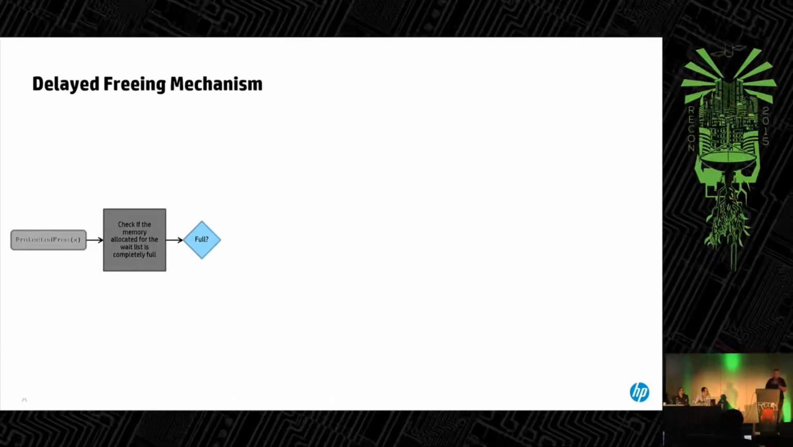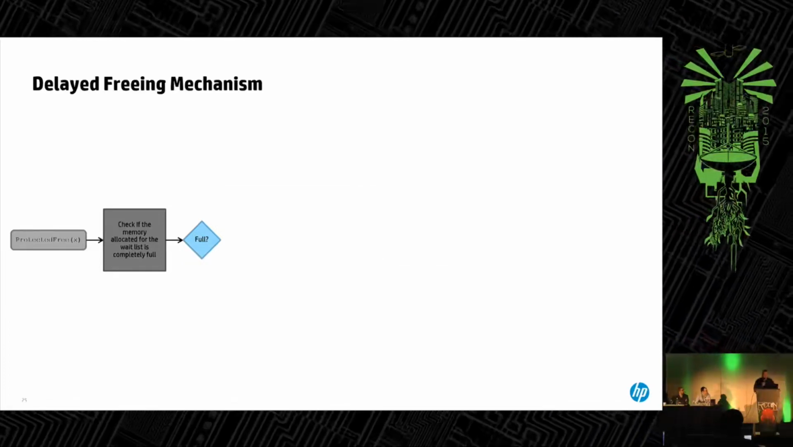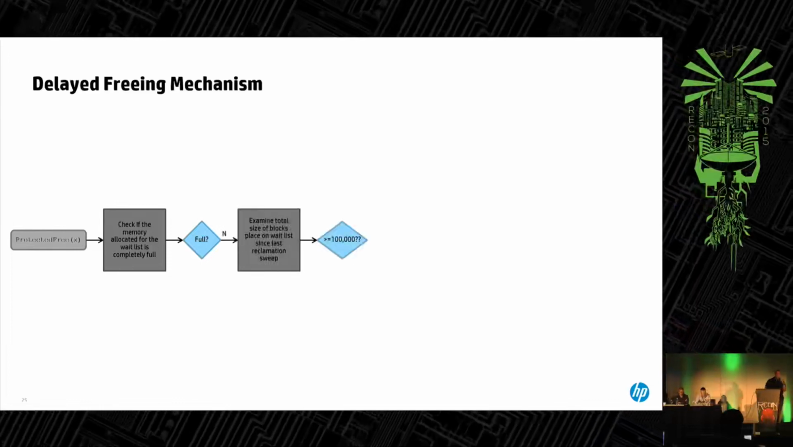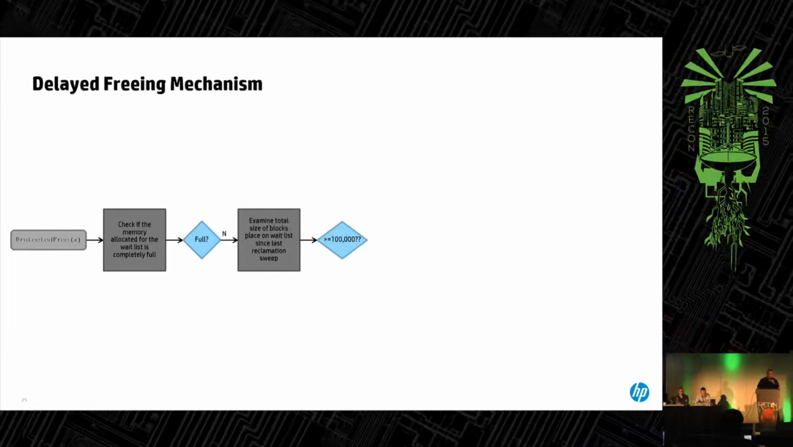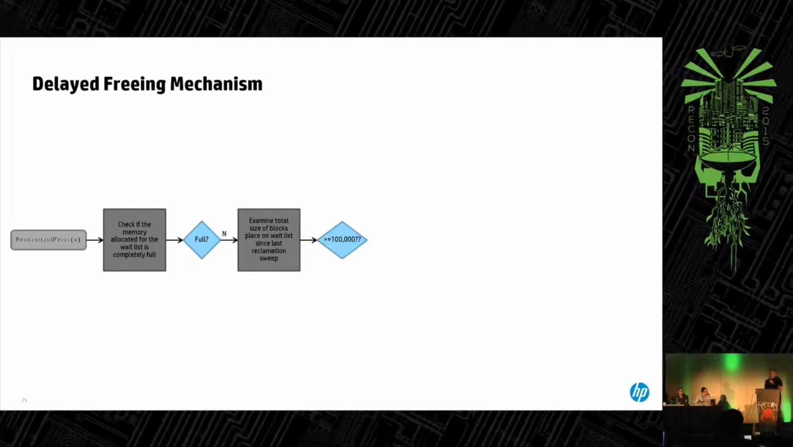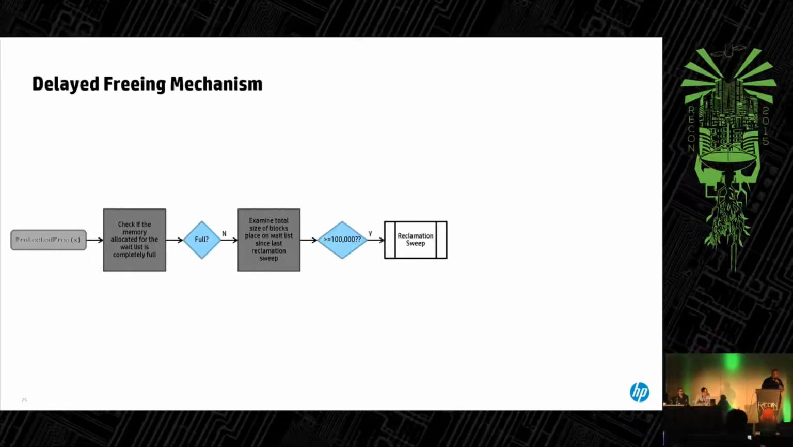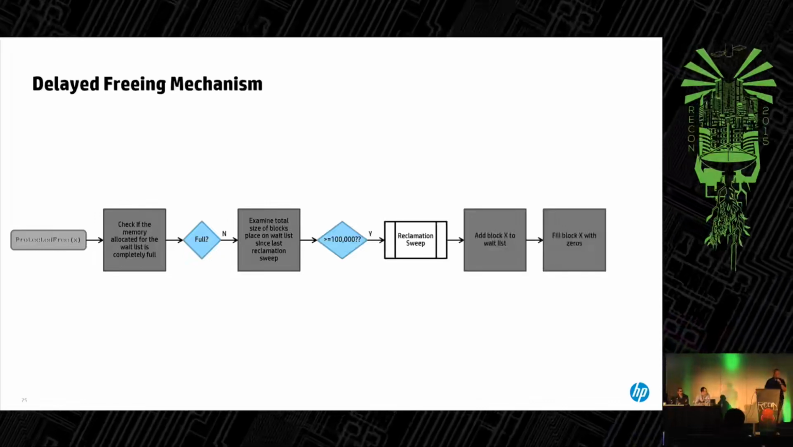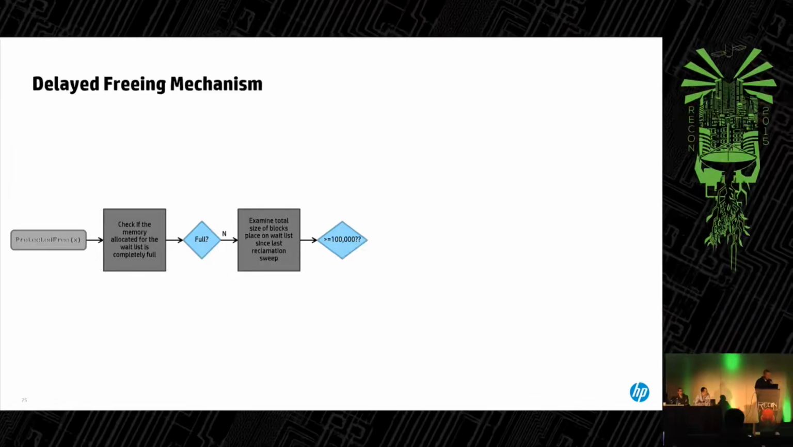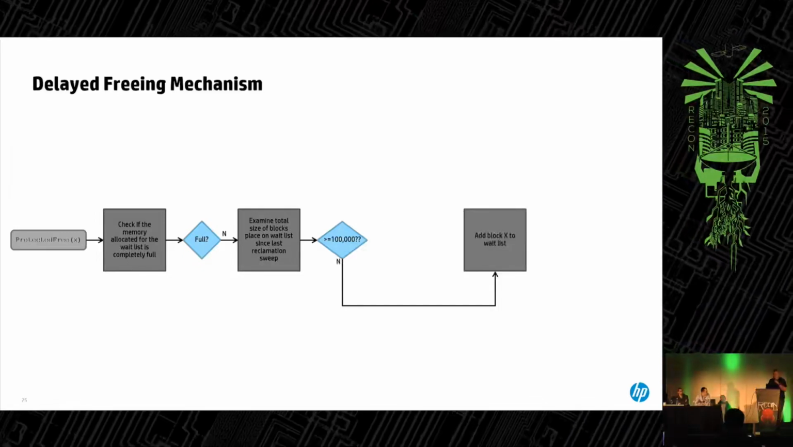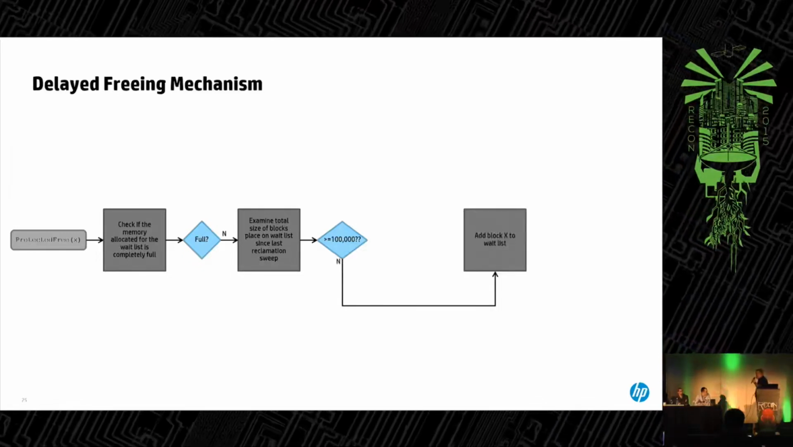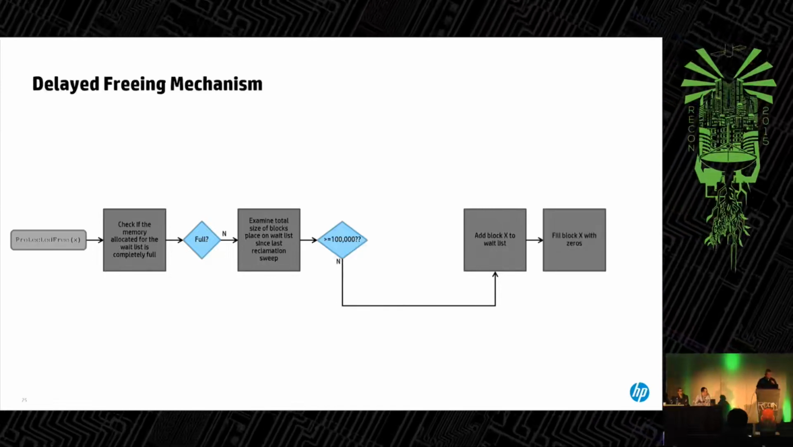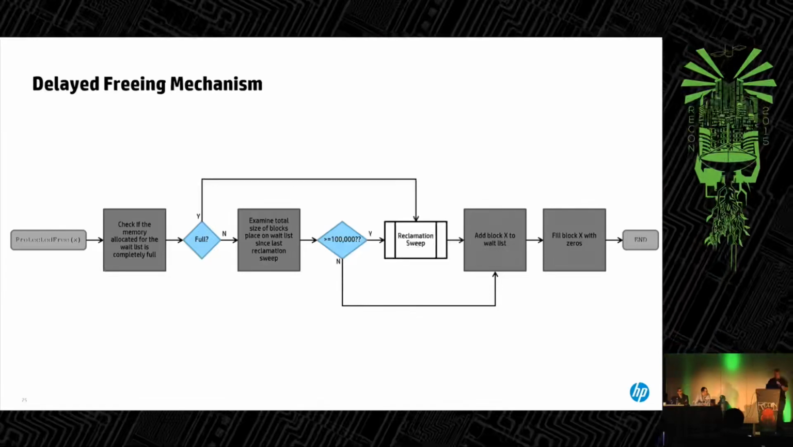If the wait list is not full, which is the case almost all of the time, it will check the aggregate size of the blocks on the wait list, and if that aggregate size is over 100,000 bytes, it will perform a reclamation sweep, add the block to the wait list, zero it out, and return to the caller. If the threshold has not been met, it will add the block to the wait list without performing the reclamation sweep. It will zero out the block and return to the caller.